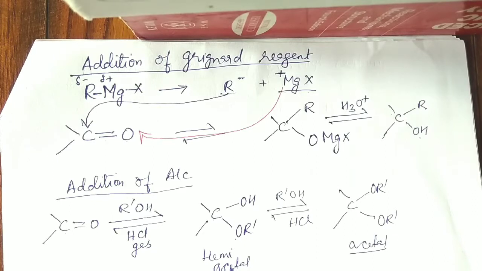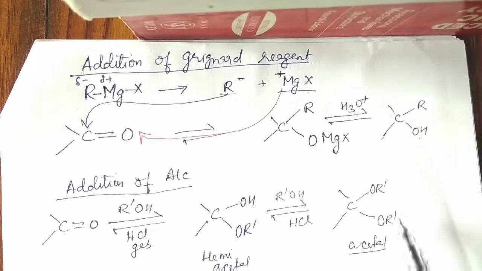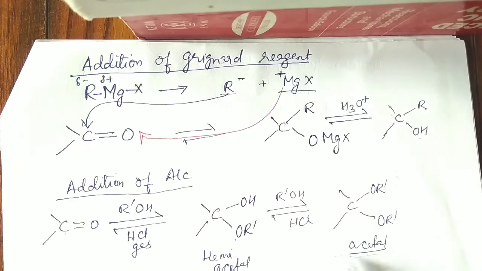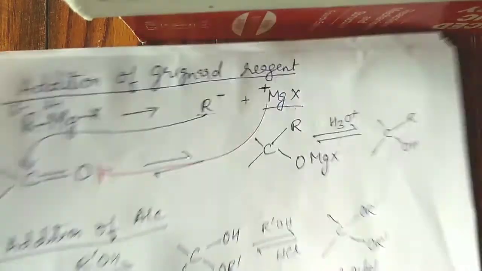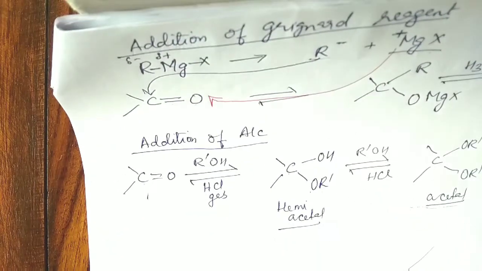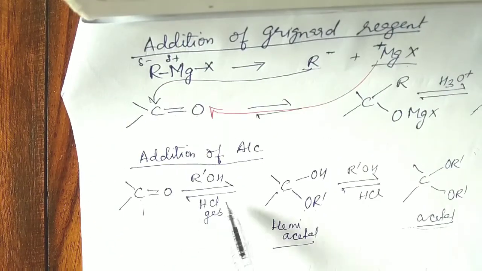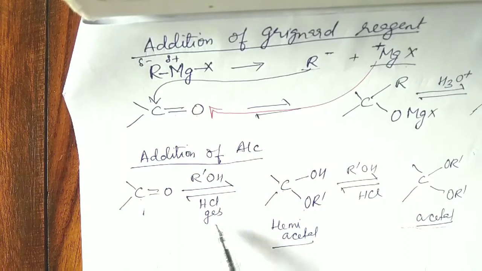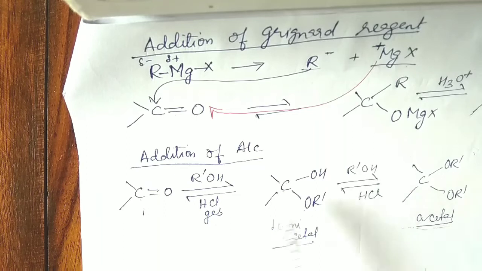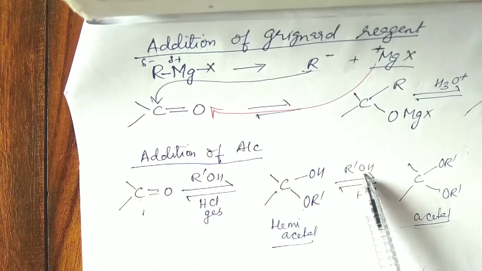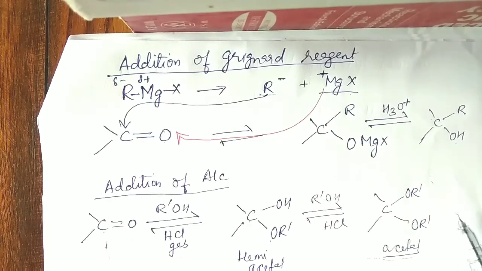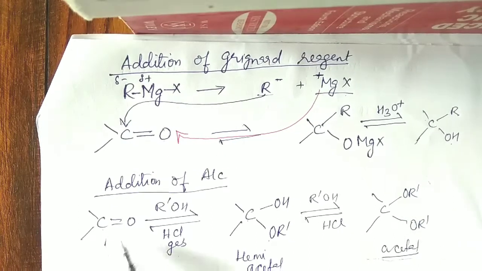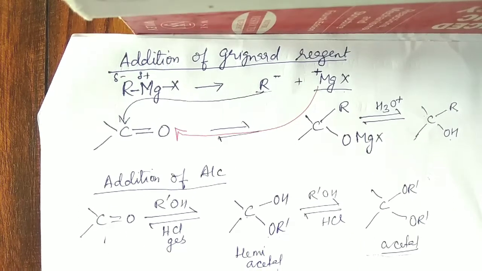So again you can see that if you hydrolyze this in presence of acid, this acetal form will give the corresponding aldehyde. So this is the reaction of addition of alcohol. Just go through it again. This is an aldehyde. When it reacts with an alcohol in presence of dry HCl gas, hemiacetal is formed. If alcohol is in excess, another molecule of alcohol will be added and you will form an acetal. And acetal upon acidic hydrolysis will give back the corresponding aldehyde.